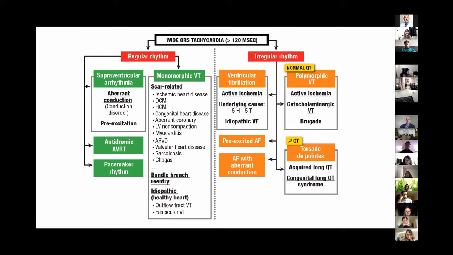But in the case of monomorphic VT, the algorithm is pretty simple for acute management, and that's really your ACLS principles. There's really not much to think about that. It's just later when the patient gets stabilized, you have to really go in detail and figure out what is the trigger for that, what is the underlying condition, and how to manage long-term to prevent the recurrence of VT. But acutely, it's really simple based on hemodynamic stability.